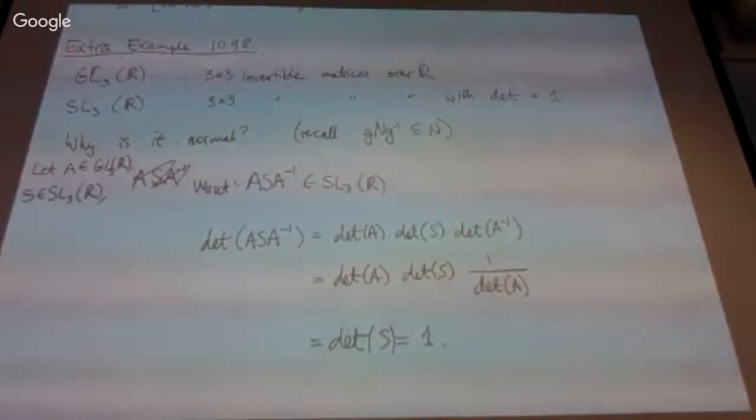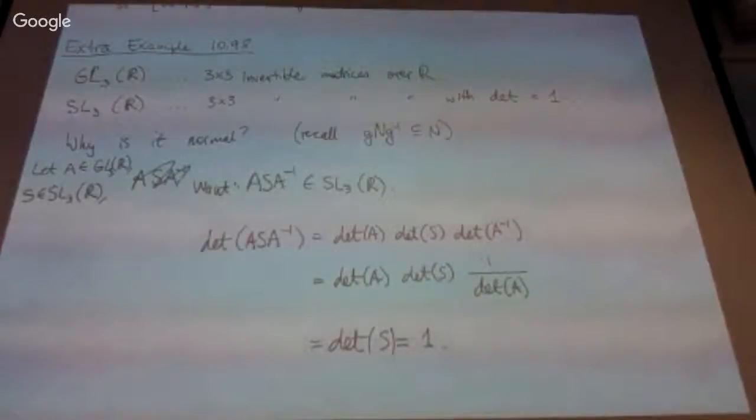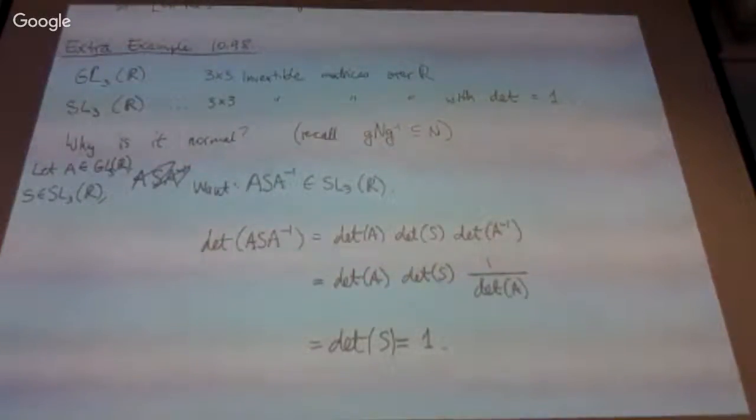Okay, what are the cosets of this? We did this example in one of the tutorials, I believe.